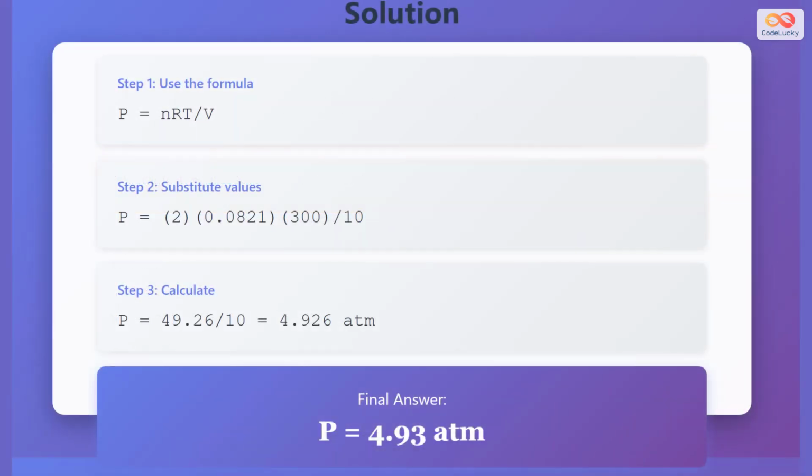Here's how we solve the problem step by step. Step 1. Use the formula P equals nRT divided by V. Step 2. Substitute the values. P equals 2 times 0.0821 times 300, all divided by 10. Step 3. Calculate. First multiply 2 times 0.0821 times 300, which equals 49.26. Then divide 49.26 by 10, which equals 4.926 atmospheres. Rounding to 3 significant figures, our final answer is P equals 4.93 atmospheres. This means the gas exerts a pressure of nearly 5 atmospheres on the container walls. Always remember to include units in your final answer and round appropriately based on the precision of your given values.